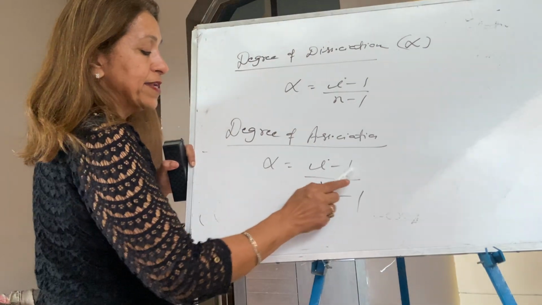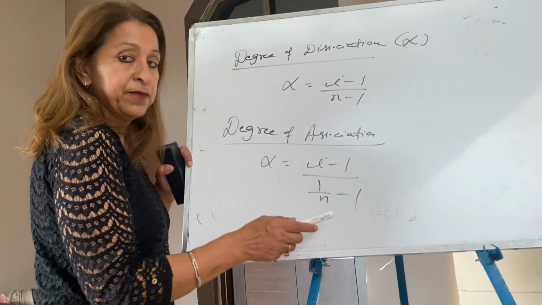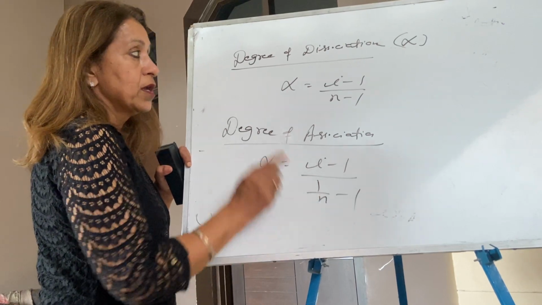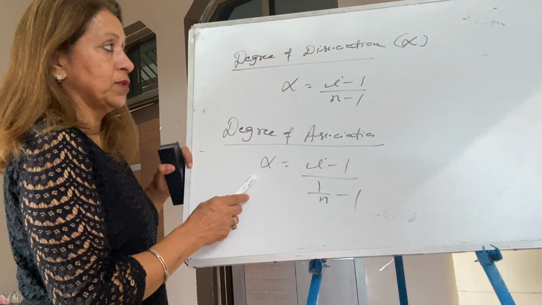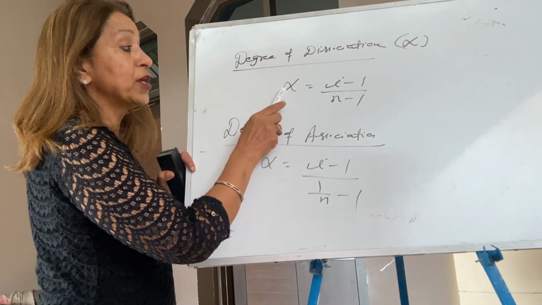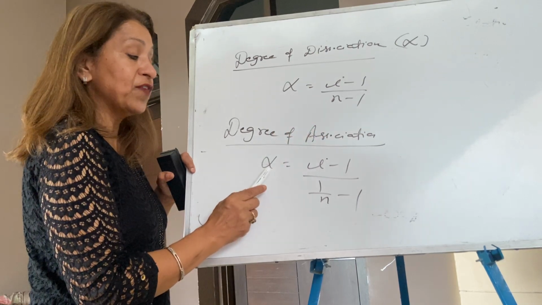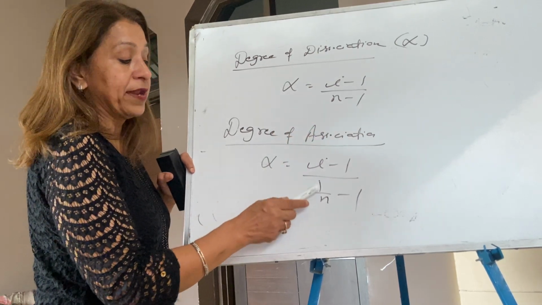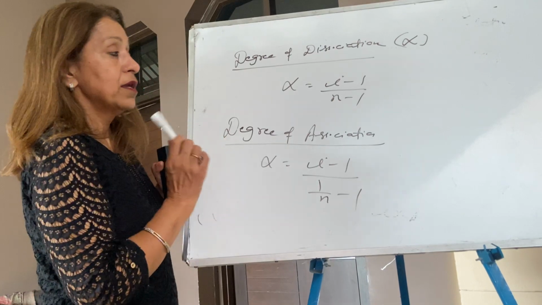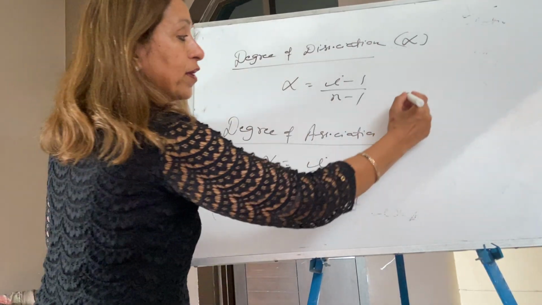Alpha is equal to (i minus 1) by (1 upon n minus 1), because after association the number of moles decreases. So it is 1 by n. In degree of dissociation you apply the formula with alpha, the degree of dissociation, and you put denominator n here. For alpha as degree of association, you put 1 upon n here. Understand this. Now students, if anybody asks you what is the dissociation constant, you can write K.